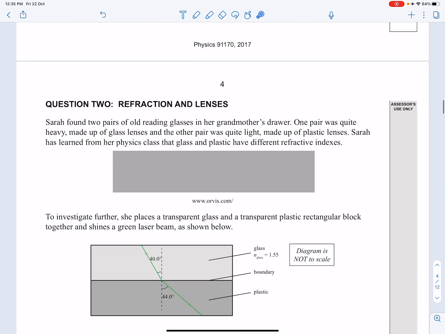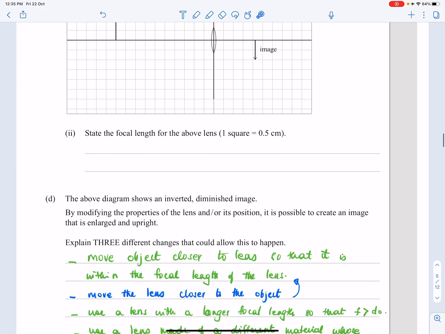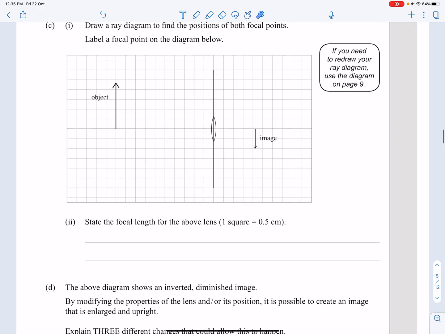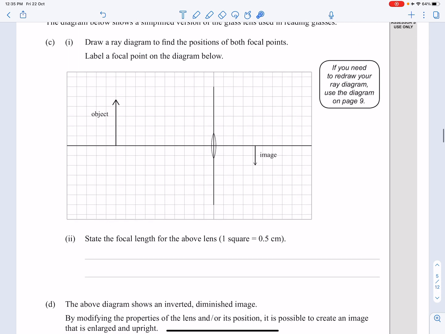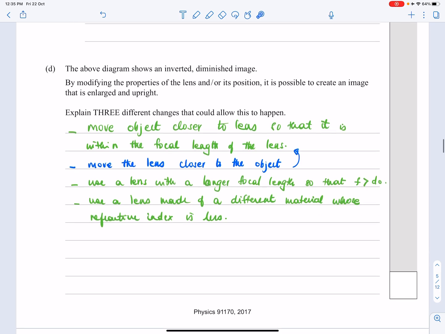And then my next question was question 2D. When you do this diagram, over here you've got your object and you've got an inverted image which is on the other side of your lens. So this is inverted. Okay, so the question was, what can you do to modify this in order to get an image that is enlarged and upright?